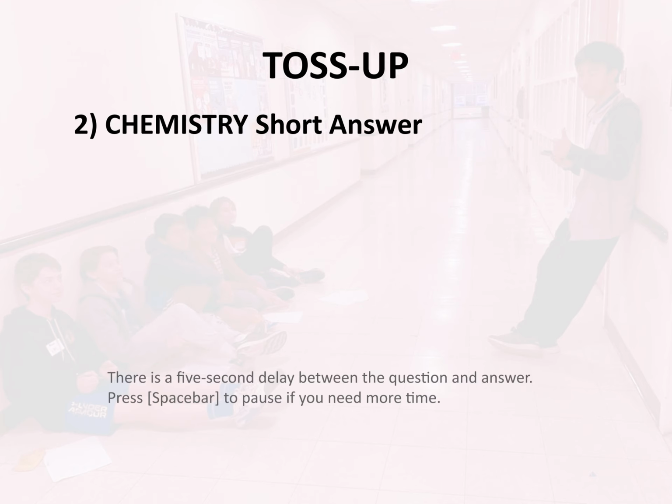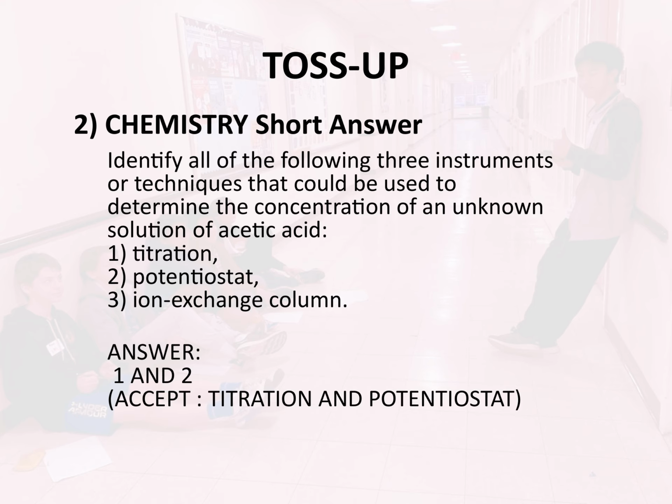Toss-up 2. Chemistry. Short answer. Identify all of the following 3 instruments or techniques that could be used to determine the concentration of an unknown solution of acetic acid. 1. Titration. 2. Potentiostat. 3. Ion exchange column. Answer. 1 and 2.